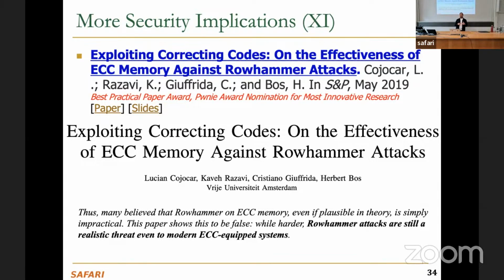How many people heard about error correcting codes here? Oh, quite some. Okay, nice. So you guys are familiar. So if in your data there's a bit flip for some reason, you can use these error correcting codes to correct those bit flips, right? And they come with some parity bits, basically.